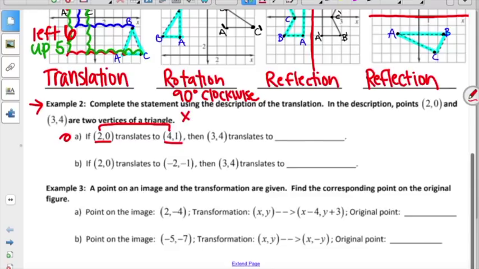Now let's look at the y's, which is 0 and 1. So it's going to be y plus 1. To get from 0 to 1, we add 1.